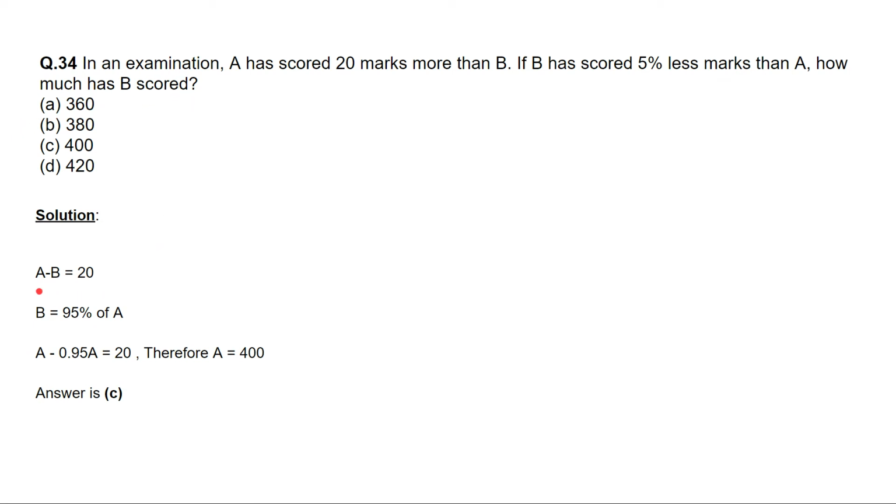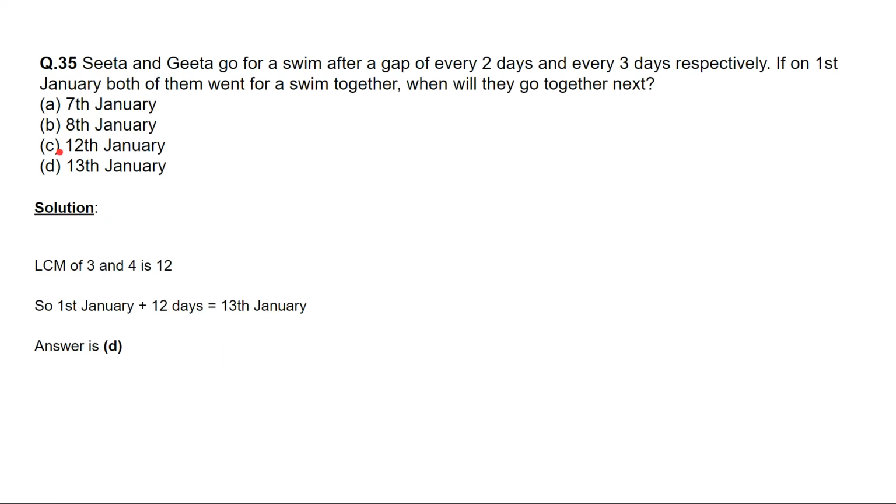In an examination, A has scored 20 marks more than B, and B has scored 5% less than A. How much has B scored? So we know A minus B is equal to 20 here. B is 95% of A. Substituting this value in the first equation, we get A is equal to 400. So the correct answer is C.